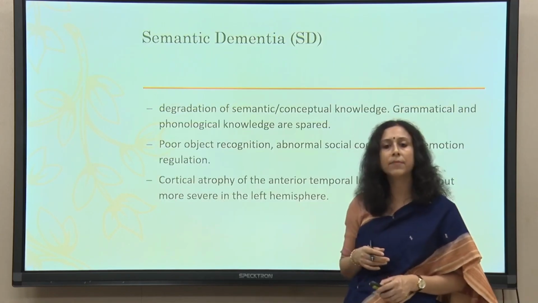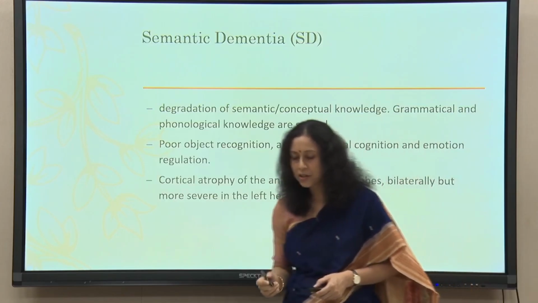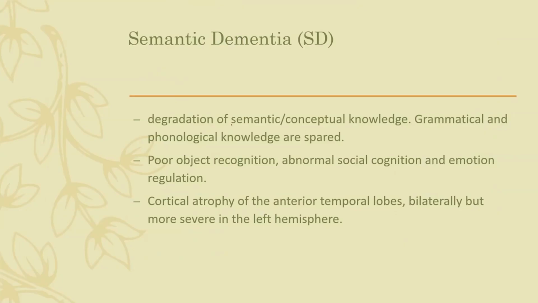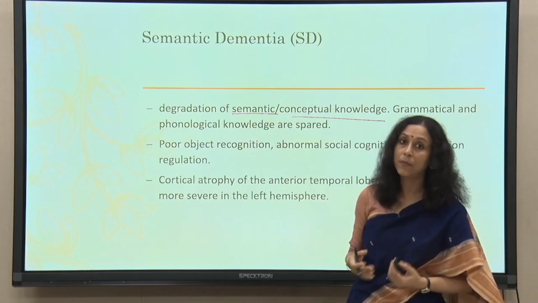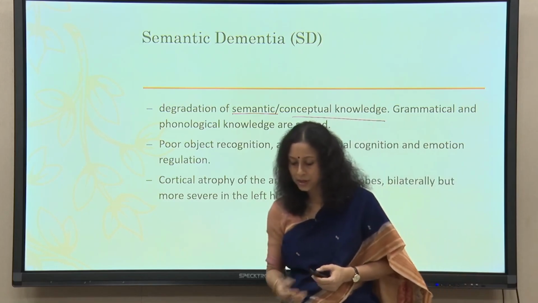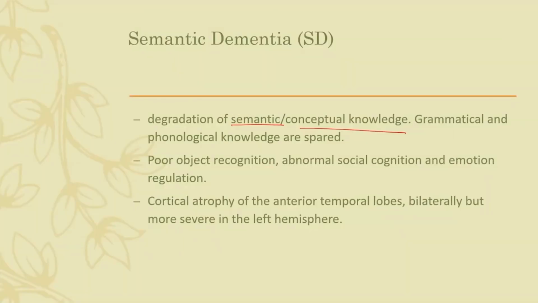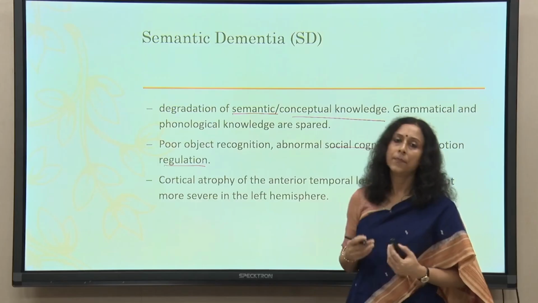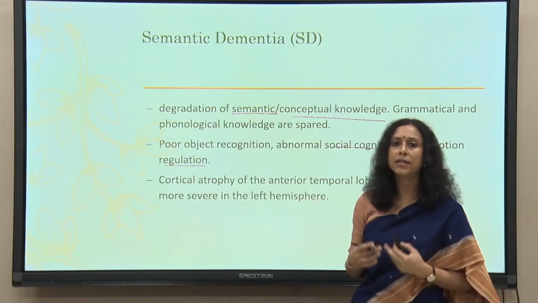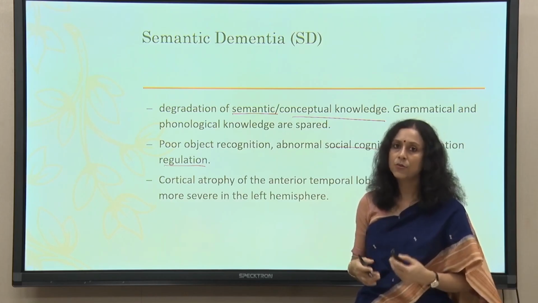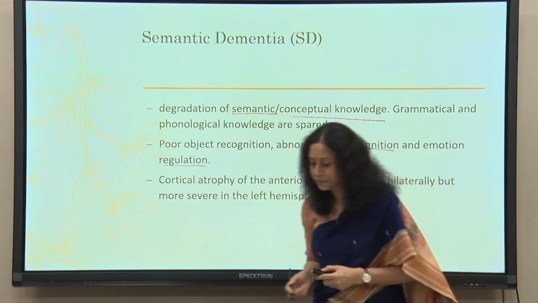Then you have semantic dementia. This is a degradation of, as the name suggests, semantic and conceptual knowledge. Grammatical and phonological knowledge is largely spared. So, what is affected is the semantics, the comprehension part, the conceptual part of it. Also, it has poor object recognition, abnormal social cognition and emotion regulation. Emotion regulation, as in the patient will have inappropriate emotional reactions in various situations.